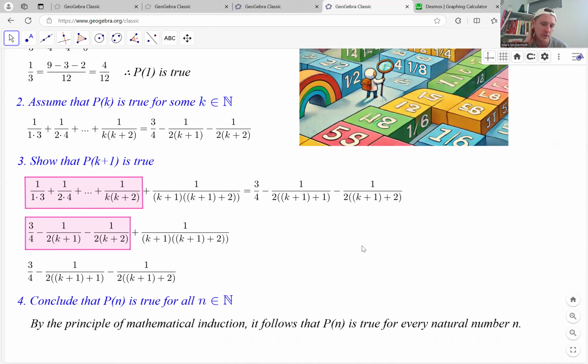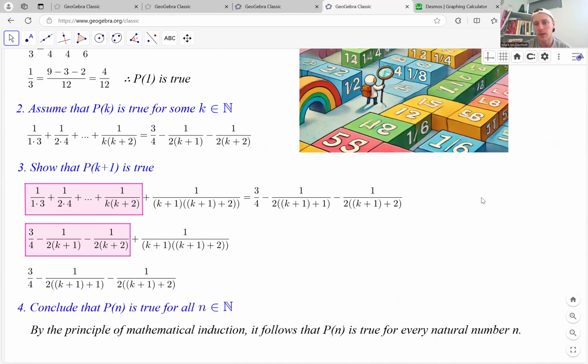So by the principle of mathematical induction, it follows that P(n) is true for every natural number n. So quite a challenging example, I think. As I said, there are easier examples of proof by induction out there, but I think this is a neat one because it follows on from the previous video.